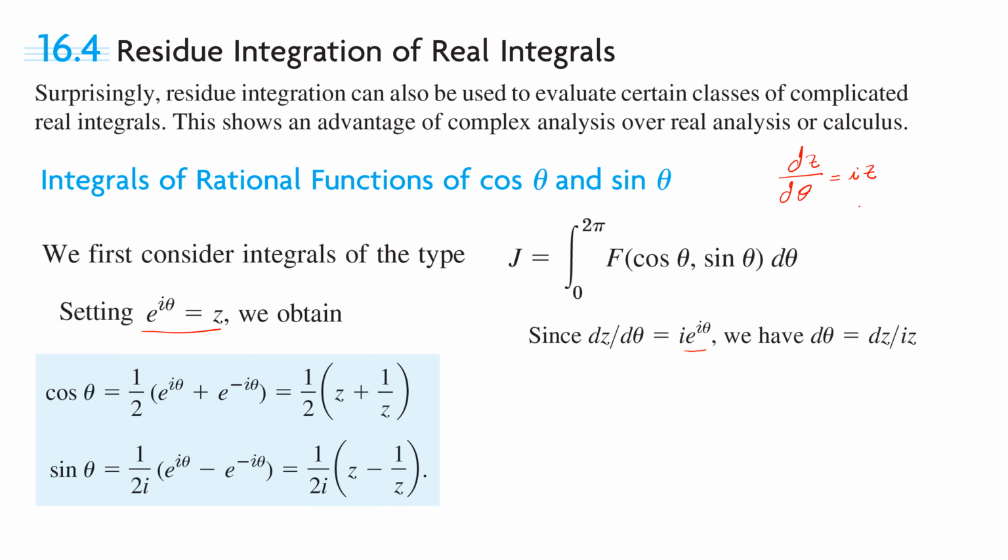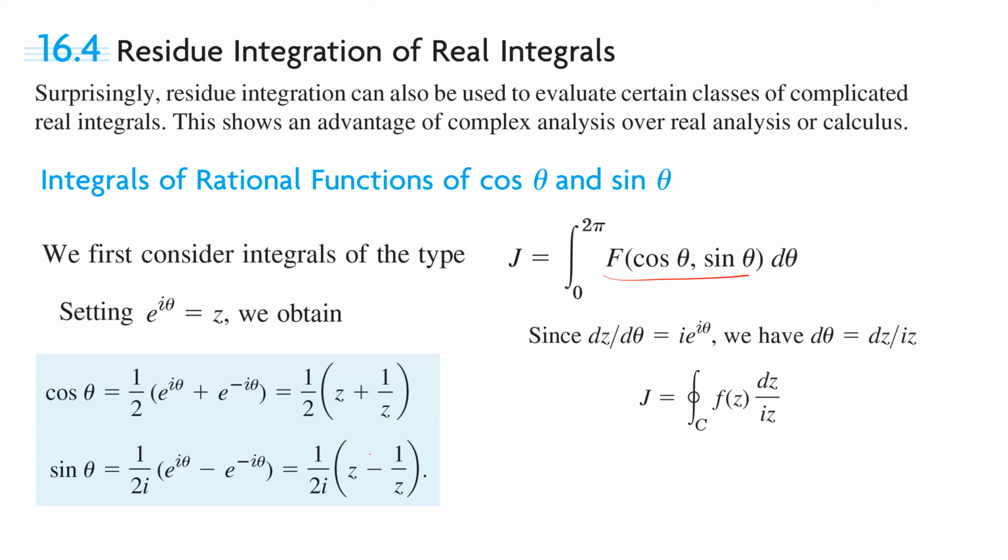Iz d theta becomes dz. Therefore, d theta becomes dz over iz. Right? So we have d theta also here, so we can change the variable entirely to z. So the integral becomes f of z, some function of z, because we replace all sines and cosines in terms of z. And then for d theta, we have dz over iz.